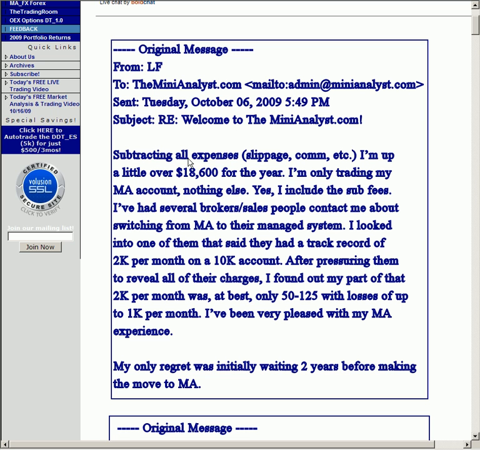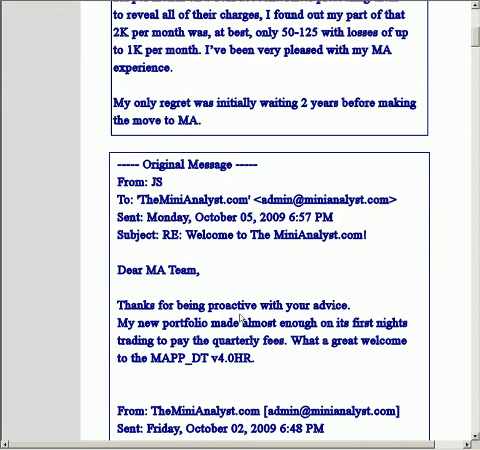This comes from LF. Subtracting all expenses, slippage, commission, and fees, this client is up $18,600 a year on a MapDT version 4.0 HR portfolio. So he started trading January 1st and is now sitting on 18,000. This, of course, was last week after the year. His only regret was waiting 2 years before making the move to MA.